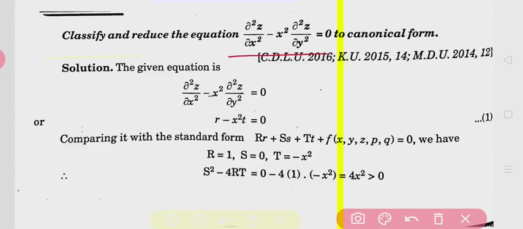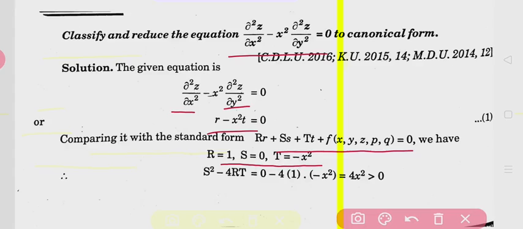So first of all, you write down in the standard form. So this is r and this is t. So you write down this is r minus x square t. Okay, when this is in the standard form, compare it with this one. When you compare it, find the value of capital R, capital S, capital T. So these values are 1, 0 and minus x square.